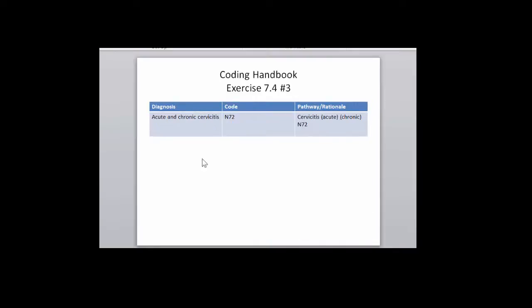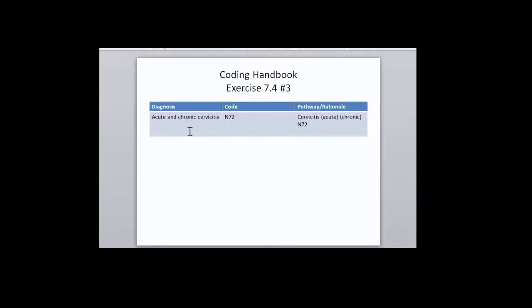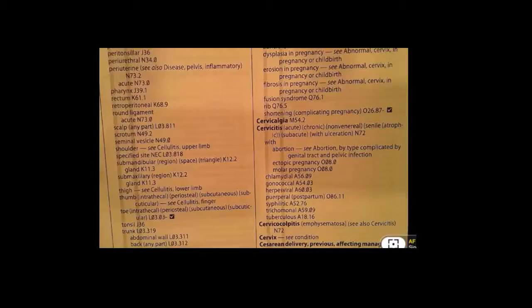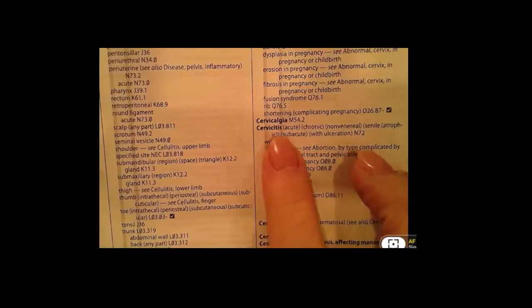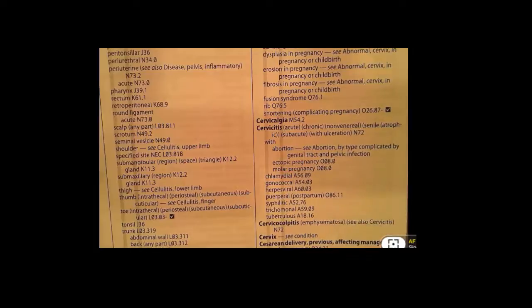Next one we're going to look at is cervicitis. Okay, for cervicitis, the diagnosis is acute and chronic. Our pathway is cervicitis is our main term, and acute and chronic on the same line, N72. So when we look at that in the code book, you can see what I'm talking about. Here's cervicitis, here's acute, here's chronic. Both conditions have the same code, N72. So we'll look up that code.